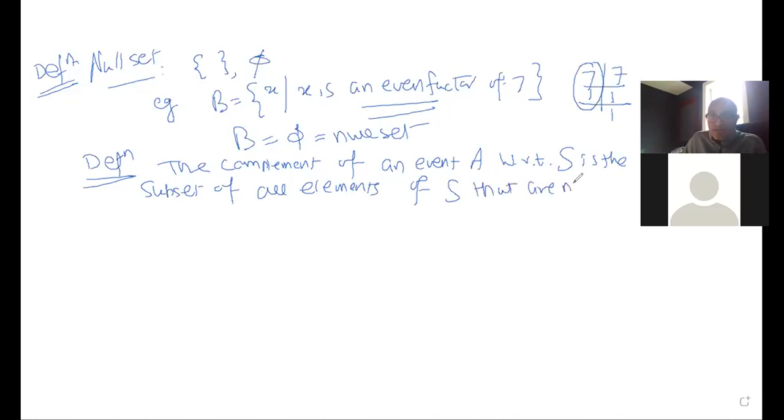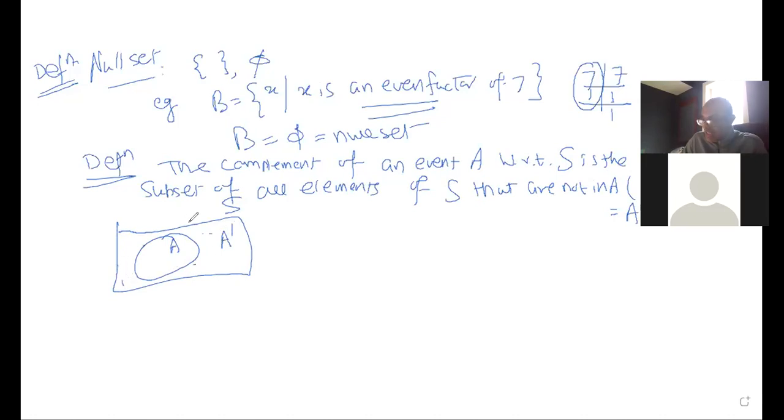Elements that are not in A. People denote this by A dash. Some people denote the same thing as A complement too. In a Venn diagram, suppose you have the sample space and this is your event A. So A complement is this part, which is outside A. I can give you plenty of examples.